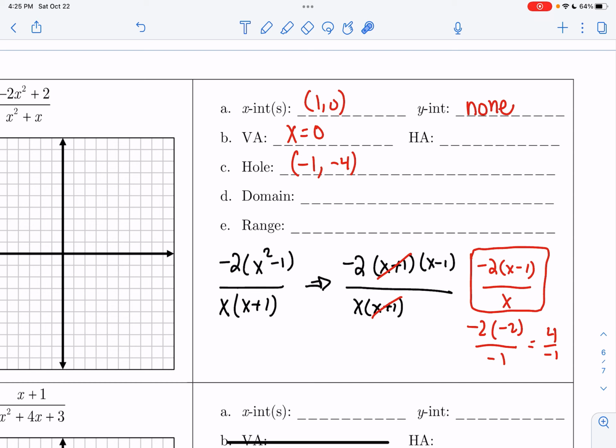My horizontal asymptote is going to be -2 because if I look at my exponents, they are the same. So I'm going to take my leading coefficients of -2 and 1 to get -2.